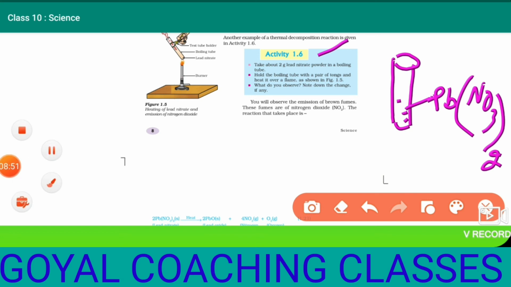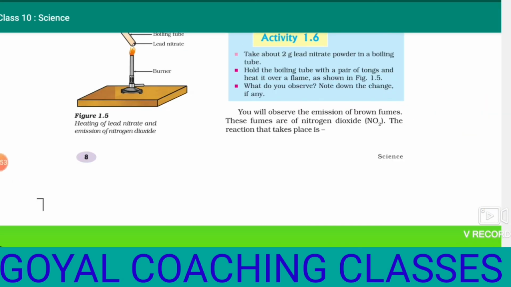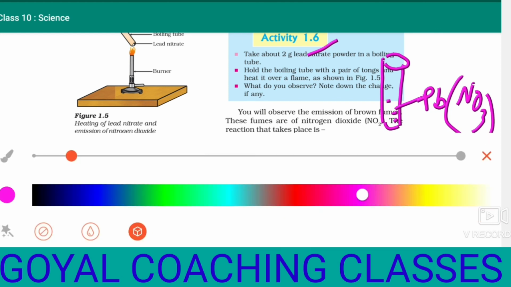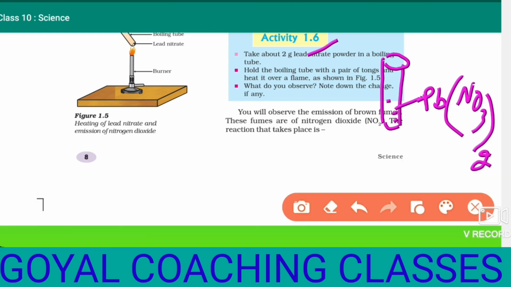Okay students, so what do we have to do here? Lead nitrate was there, so we have to heat the lead nitrate. But just remember, before doing this reaction, that lead nitrate is usually a white colored salt. Okay, just remember this thing. And now we have to heat it.